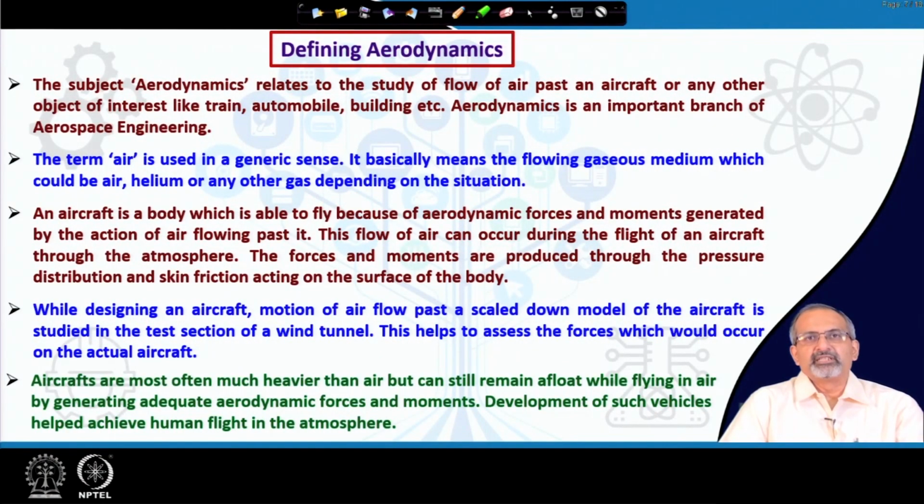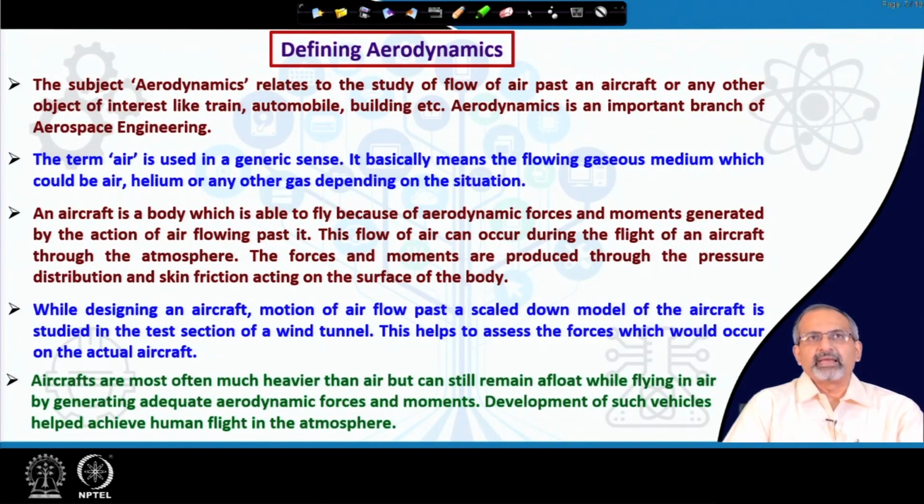Let us look at definition of aerodynamics. So, when we try to define the area, we say that the subject aerodynamics relates to the study of flow of air past an object of interest, which is often an aircraft, a craft which can fly in air. We may be interested also in flow of air past other objects like trains, automobiles, buildings, wind turbines and many other objects of interest which come under the purview of aerodynamic studies. Aerodynamics incidentally is an important branch of aerospace engineering.